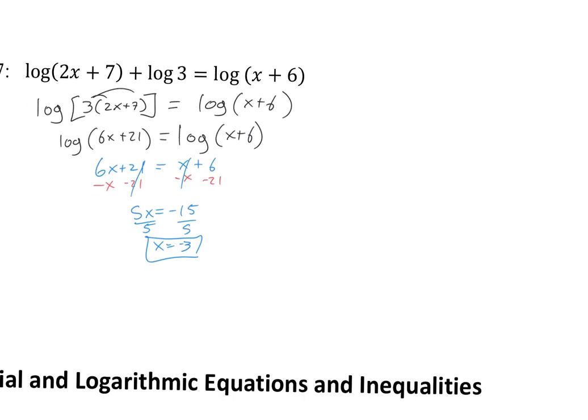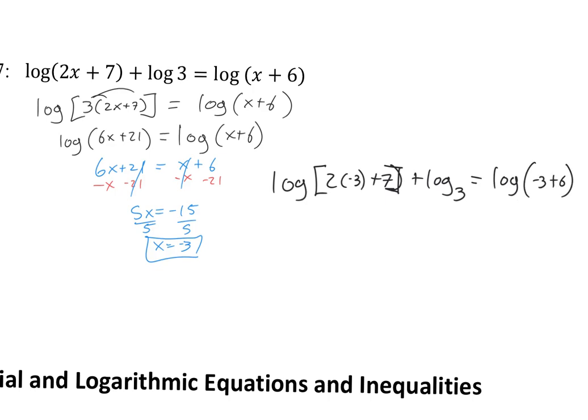So if I go to the original, I'd have log 2 bracket negative 3 plus 7, plus log 3 equals log negative 3 plus 6. All right, so over here, that's negative 6 plus 7. That makes a 1. So this whole thing just ends up being log of 1 plus log of 3 equals log of 3. Now, at first glance, you might be like, how does 1 plus 3 equal 3? But remember, this really is multiplying. So this is really like saying 1 times 3 equals 3.